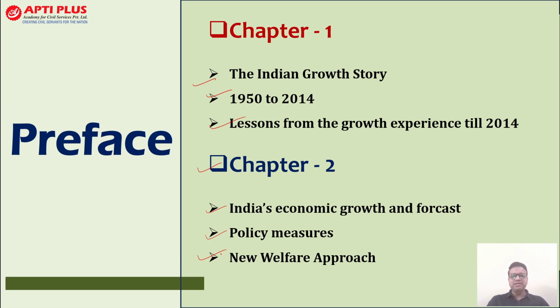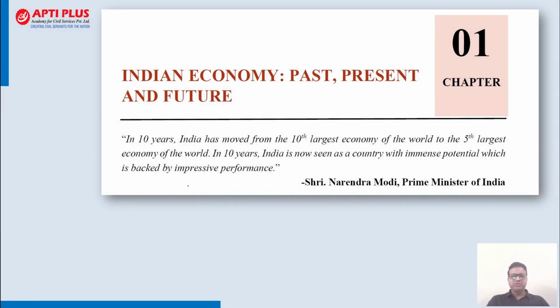Now let's get started and understand what is there in chapter 1. As I told you at the beginning, there are two chapters. The first chapter is the Indian economy: past, present and future. In this, first of all, in 10 years we've seen that the Indian economy has moved from the 10th largest economy to the 5th largest economy. This is an evidential fact. This was also a statement quoted by the Prime Minister, and India definitely has the potential to become the third largest economy. This is a preface, part of the introductory statement, quoted from the Prime Minister's statement.